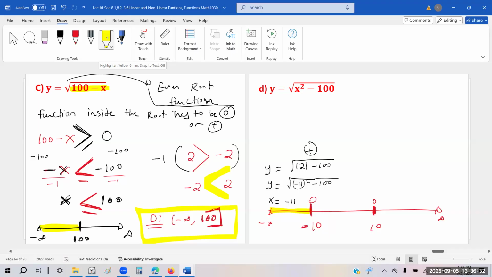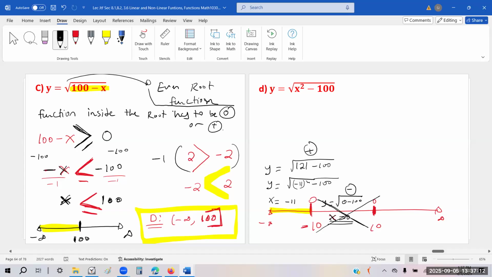Now, let's pick anything in this middle interval. What number do you want to pick? The best number would be what? 0. My favorite number to substitute. When x is 0, we have y value 0 minus 100, right? What is 0 minus 100? Positive or negative? Negative. So can you have the square root of a negative number? So this interval is a bad interval. It gives negative output.